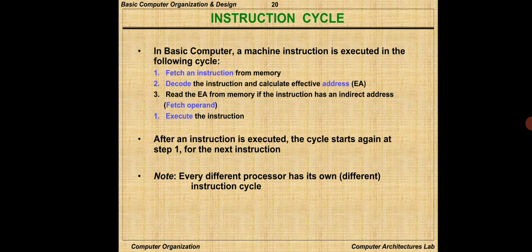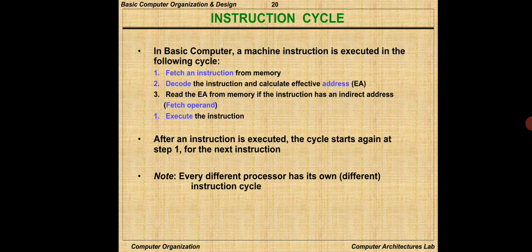Once we have taken the instruction from the memory, I need to decode it. It is in normal general English language, simple words of English. That should be converted into machine language, that is ones and zeros. I need to decode what it needs to perform. That decoding should be done. So you decode the instruction and calculate the effective address. Read the effective address from the memory if the instruction has indirect addressing. So everything will be done in the decoding cycle. And the last one is your execution cycle.